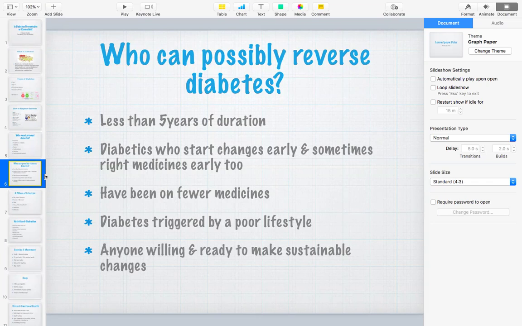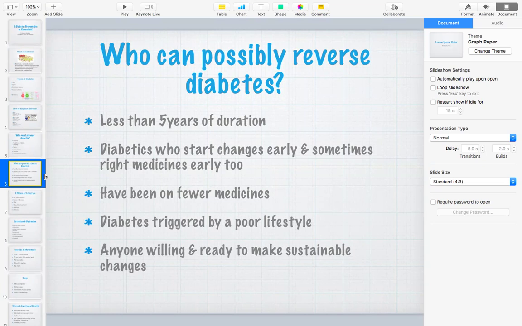When we talk about reversal of diabetes, we say that your pancreatic beta cells are sleeping. So what we are trying to do is we are trying to wake them up and see if they can make insulin by themselves. That's the whole intention of reversal. Have been on fewer medications. The more medications you're on, the harder to reverse the diabetes. Harder means it's a little slower because we have to taper the medicines very, very slowly.